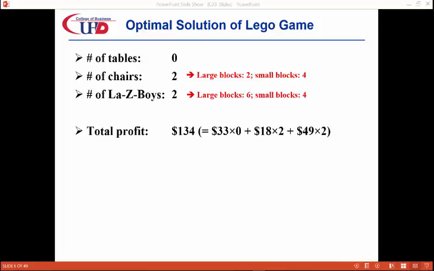The corresponding profit can be calculated as $134. Something worth mentioning here is that we have not produced any table, though it has a much higher margin, $33, than the chair, which is only $18. From this result, it seems that the more important thing is to fully utilize the resources, instead of being purely margin driven to produce the high profit products as many as possible.